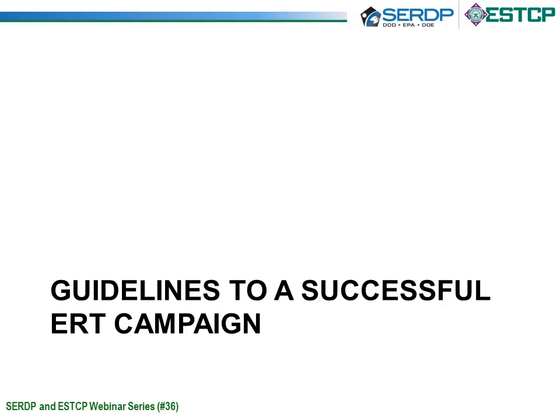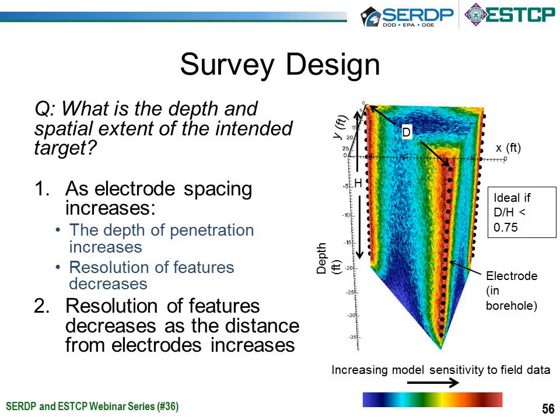So next I want to talk about some guidelines to a successful ERT campaign. You really need to ask yourself, what is the depth and spatial extent of the intended target? So there are some general rules of thumb. First of all, as the electrode spacing increases, the depth of penetration increases. Lee had mentioned that these are actually scalable, and this is because we can get more information as we increase our electrode spacing. However, the resolution of features decreases.